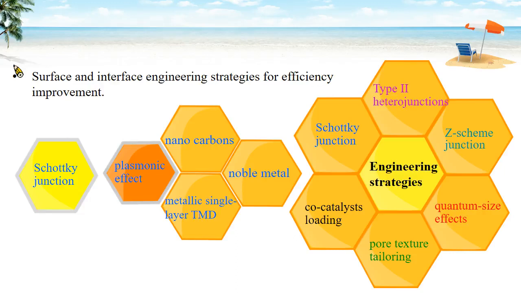Here we list six ones. They are Schottky junction, type 2 heterojunction, Z-scheme junction, quantum size effect, pore-textural tuning, and co-catalyst loading. For instance, in the use of Schottky junction, we emphasize several factors like plasmonic effect, nanocarbons, noble metals, and metallic single-layer TMDs.